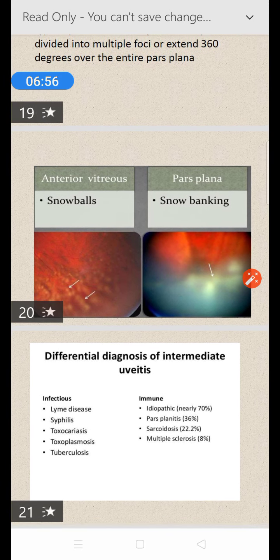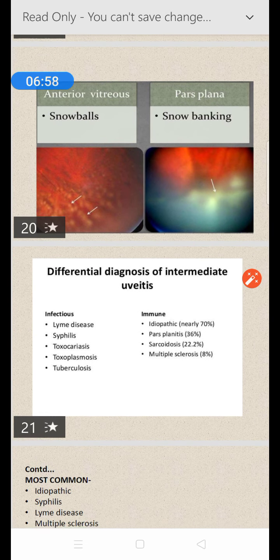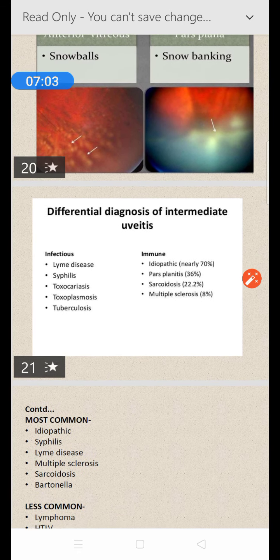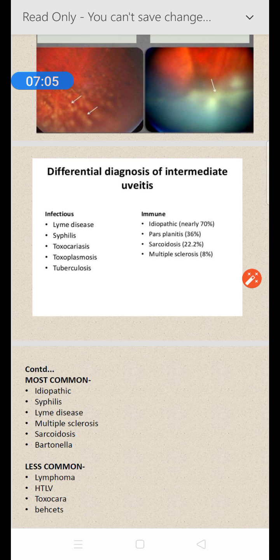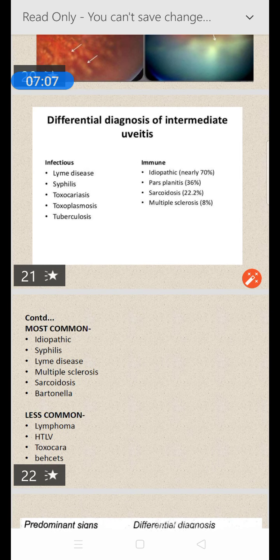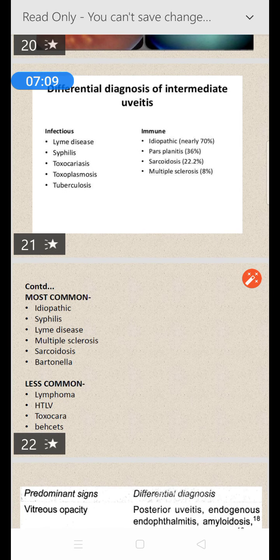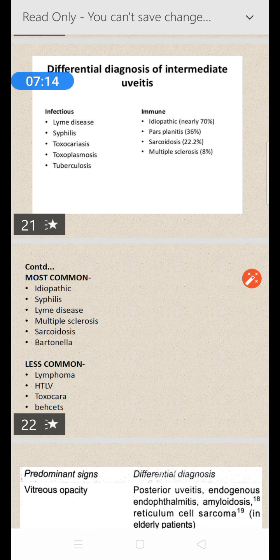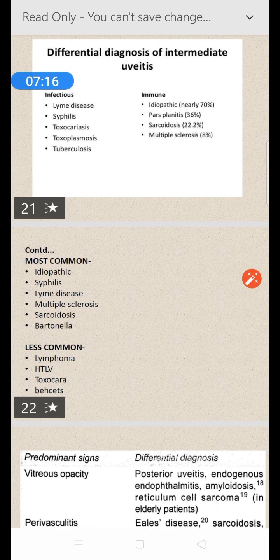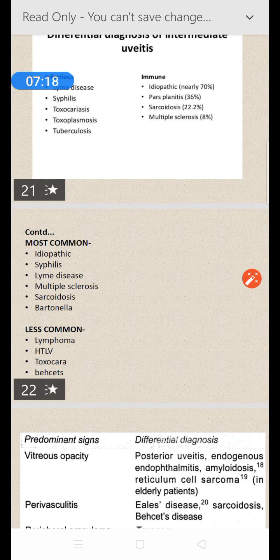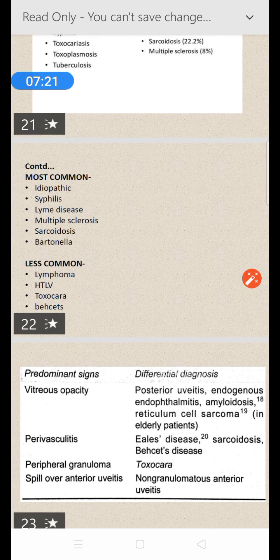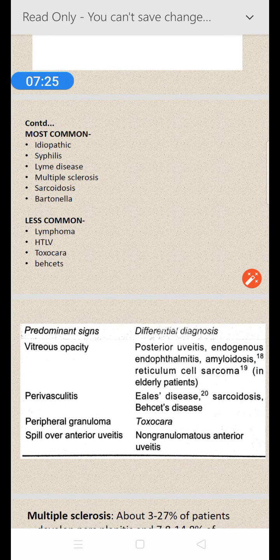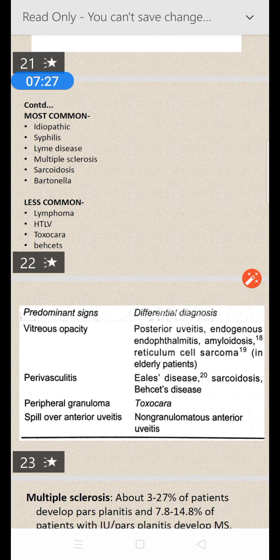So coming to the differential diagnosis, it depends upon whether it is infectious or immune related, and it is most commonly idiopathic and systemic associated, like syphilis, Lyme disease, multiple sclerosis, sarcoidosis, and less commonly could be due to lymphoma, HTLV, toxocara, and so on. So with the prominent signs, you can correlate some of the most common differential diagnoses.